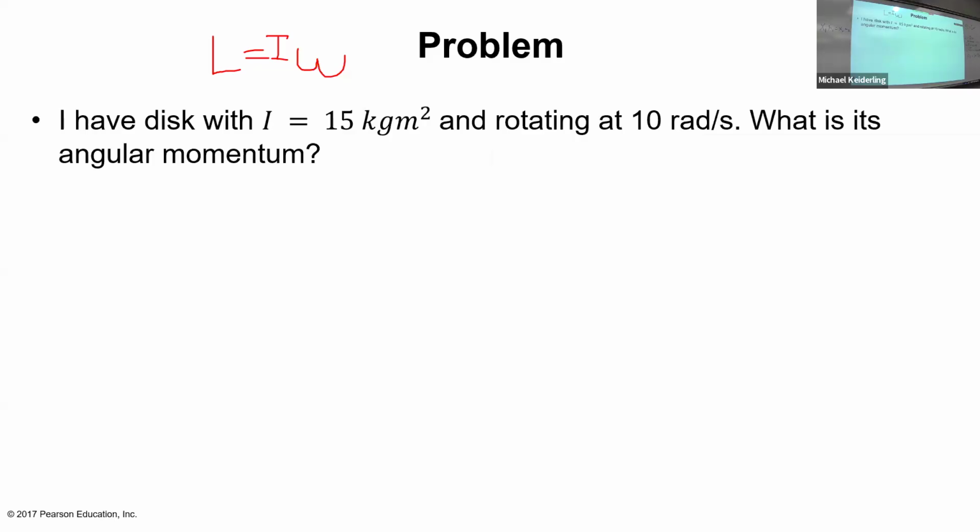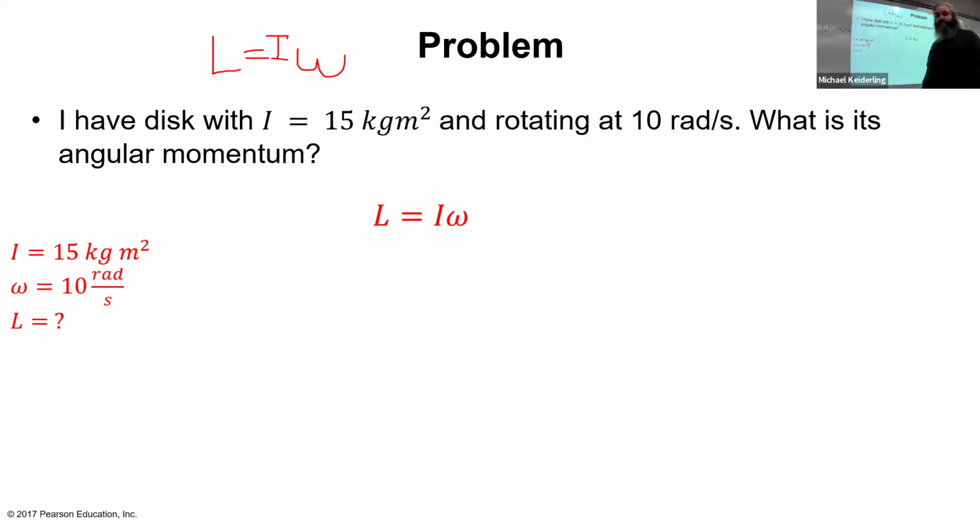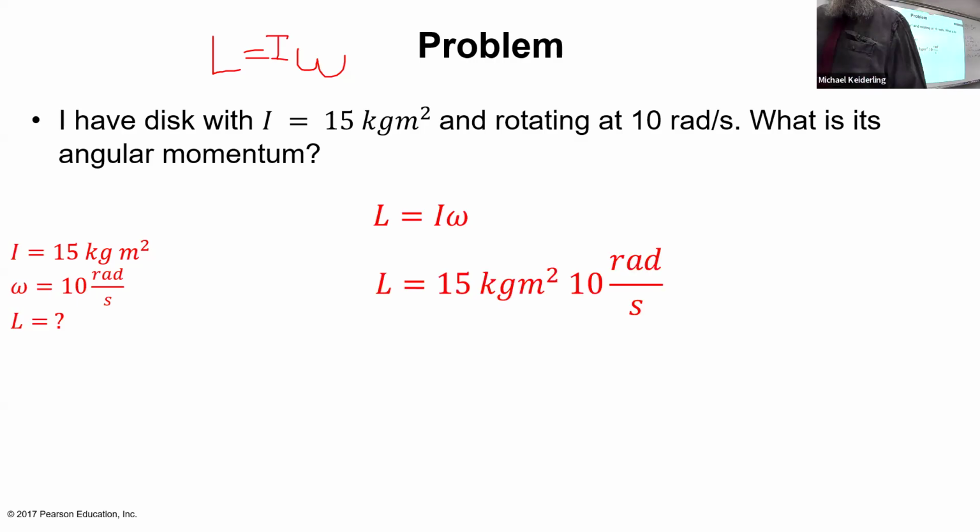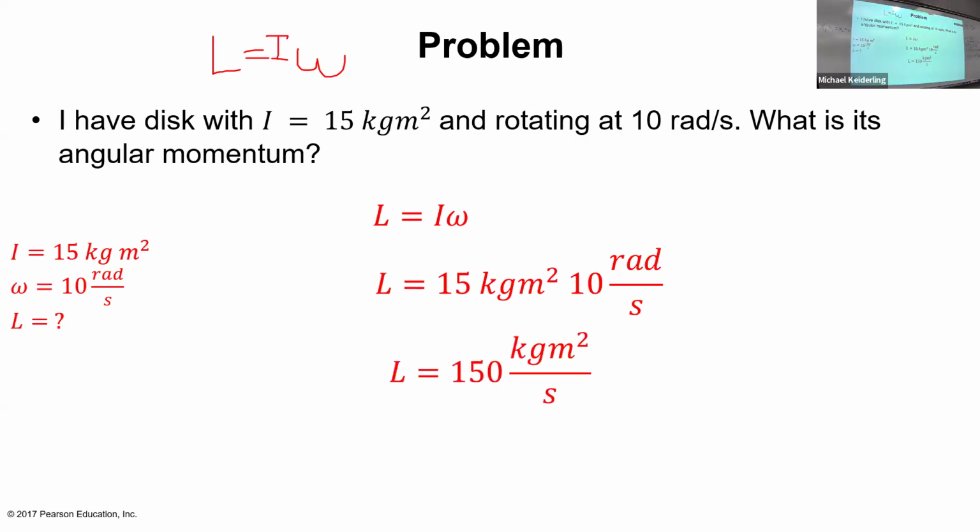Well, moment of inertia is 15 kilogram meters squared. Omega is 10 radians per second. We're looking for angular momentum, which is moment of inertia times omega. So 15 kilogram meters squared times 10 radians per second is 150 kilogram meters squared per second. That's the angular momentum.